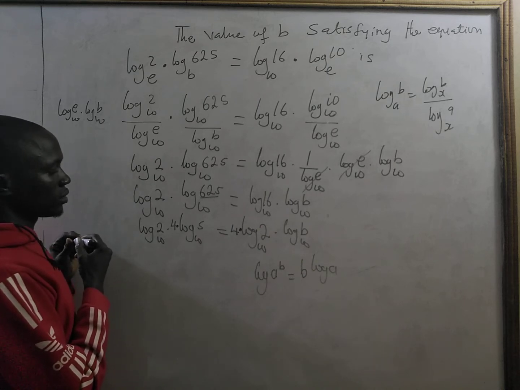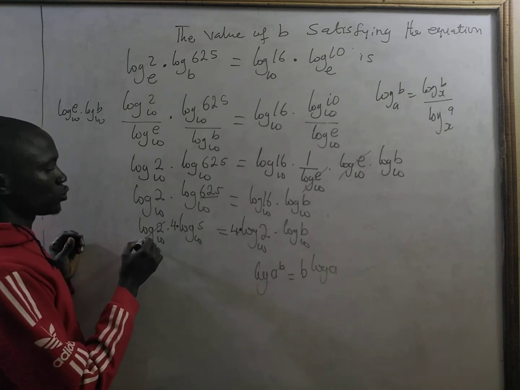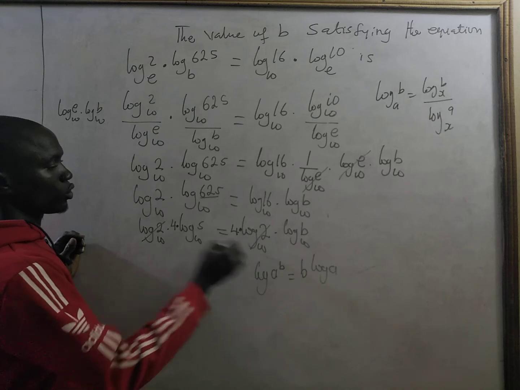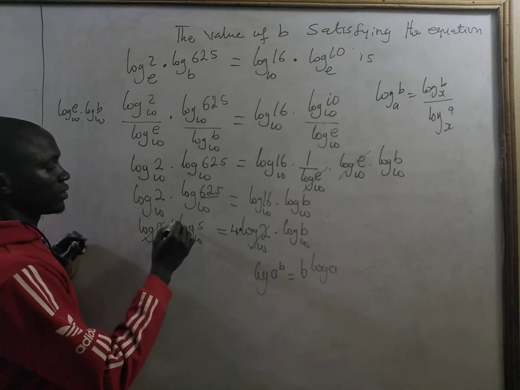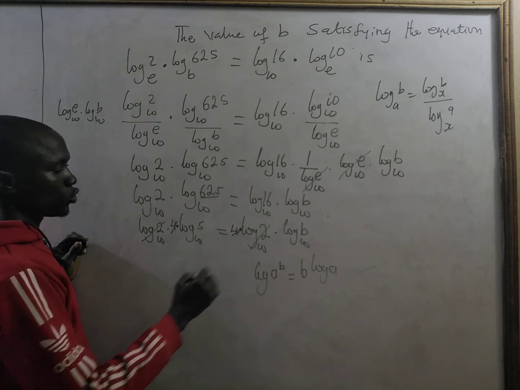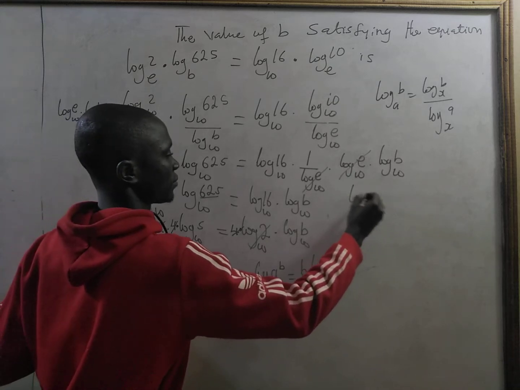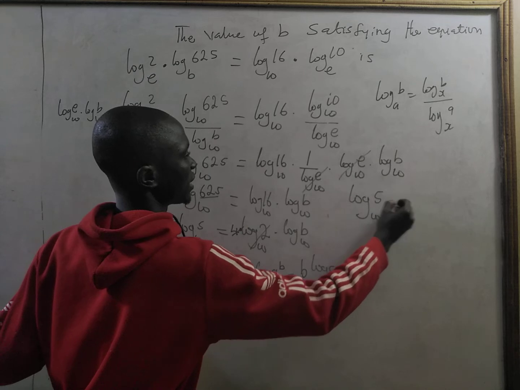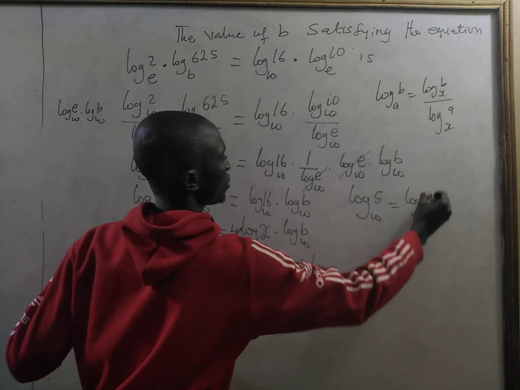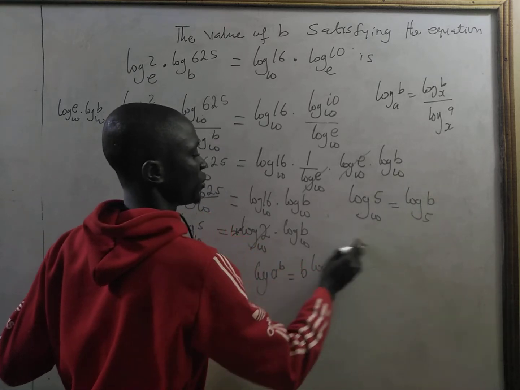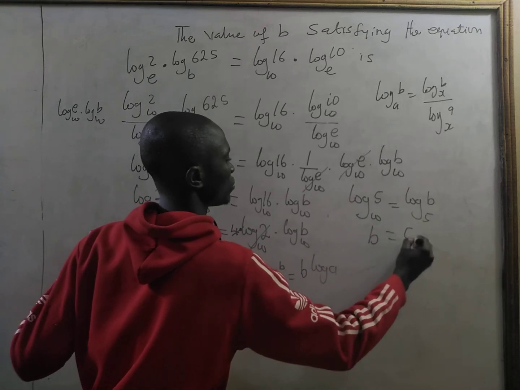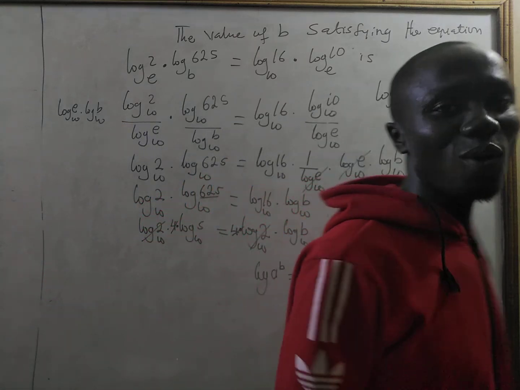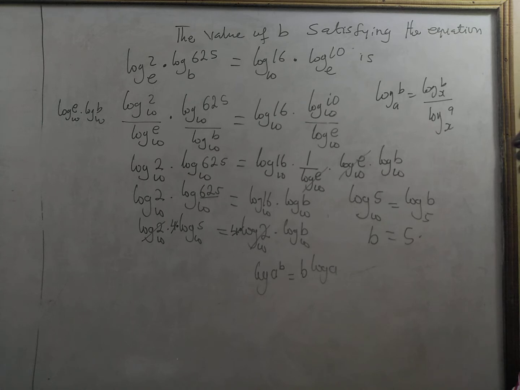So what do we see? We see that log 2 base 10 will cancel log 2 base 10, and then 4 will cancel 4. So we'll be left with log 5 base 10 is equal to log b base 10. And if we take anti-log, b is equal to 5. Wow, this is absolutely amazing.